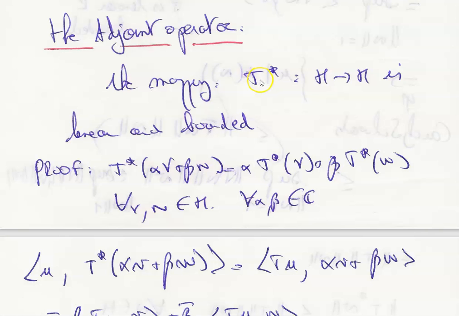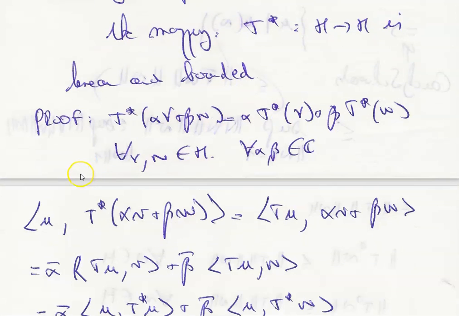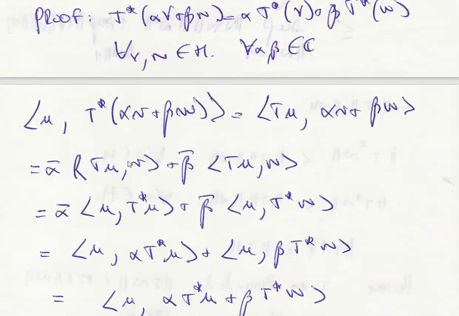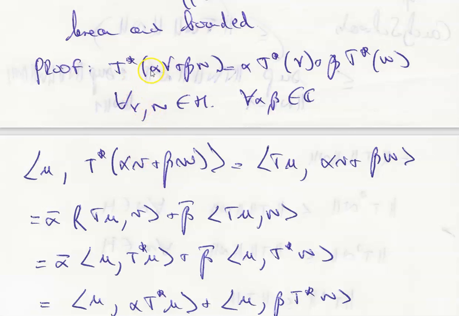So the mapping T star that goes from the Hilbert space H to H is linear and bounded. So let's prove it. For the linearity, it's quite easy. Indeed, T star of alpha V plus beta W is equal to alpha T star of V plus beta T star of W, whatever vectors V and W in the vector space you take, and whatever scalars, the complex numbers, alpha and beta.